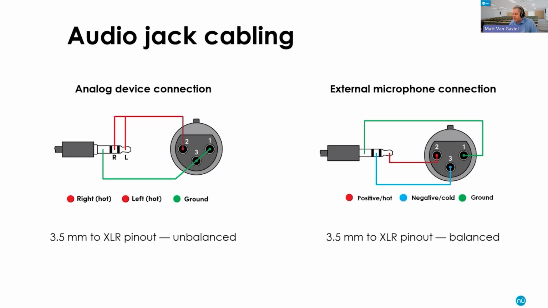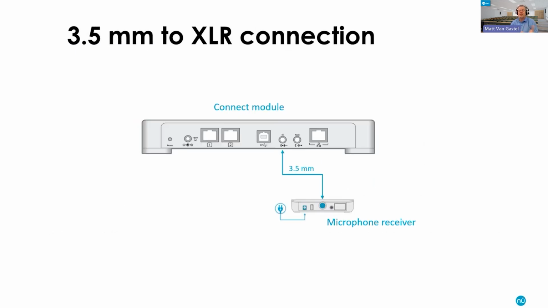Now, external microphone connections can be balanced or unbalanced. However, both the HDL 410 and 310 Connect modules will only support mono inputs when using external microphones, so no stereo mics. It's recommended to use a balanced cable for external microphone connections, and again, you can see that connection set up here. And what does a wiring diagram look like for this? Excessively simple. It doesn't get easier than this, folks. You will plug that receiver directly into our device, the Connect module, as shown there for the HDL 310, 410.